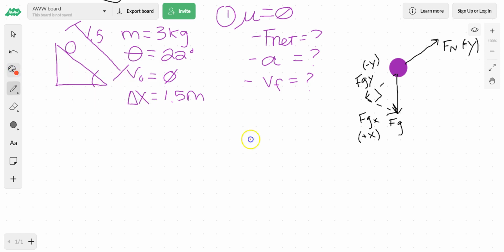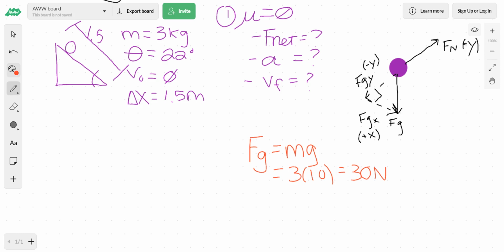So force of gravity is equal to mass times gravity. Our mass is 3 kilograms and our gravity is 10. So 3 times 10 is 30 newtons. So that's our total force of gravity. So from here, we can then break up our x and y pieces. It's usually a best bet. Anytime you're given an angle, you want to figure that out. So how do we figure out our components?